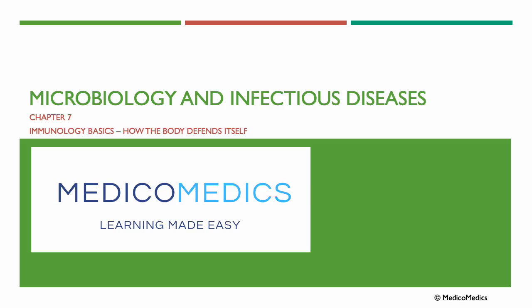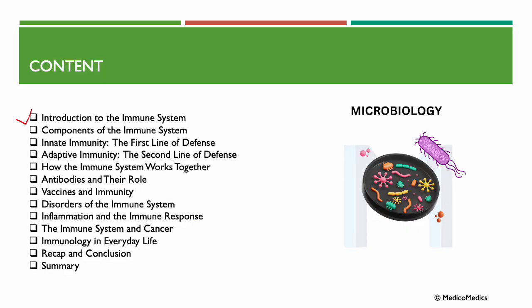Welcome to another lecture by MedicoMedics, Learning Made Easy, Microbiology and Infectious Diseases, Chapter 7, Immunology Basics, How the Body Defends Itself. So in this lecture, we will present the immune system, talk about innate immunity, adaptive immunity, antibodies and their roles, vaccines. We will talk about inflammation and the immune response, immunology in everyday life, recap, and then end with a summary.